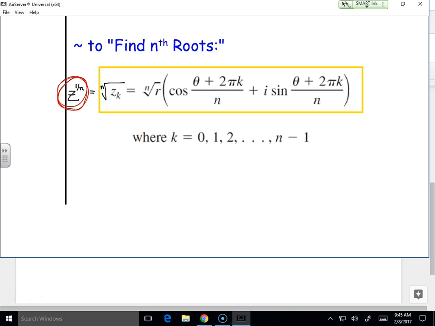But the long story short of it is, when you go to plug in, when you go to solve, you're going to find n answers.